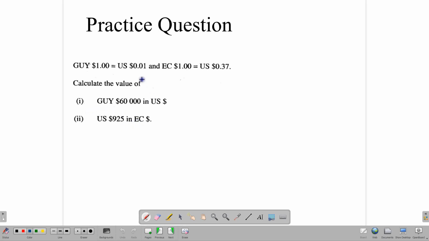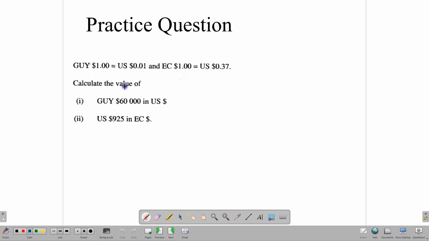All right, so let's start with this question. Since it's a Caribbean exam that we do, you notice that we're going to be using Caribbean dollars. And since all of us trade in US dollars, we're going to be using US dollars as well. So GUY, that's the Guyanese dollar. One Guyanese dollar is equal to 1 cent US. And here we have another rate. 1 EC dollar, that's Eastern Caribbean, is equal to 37 cents US.